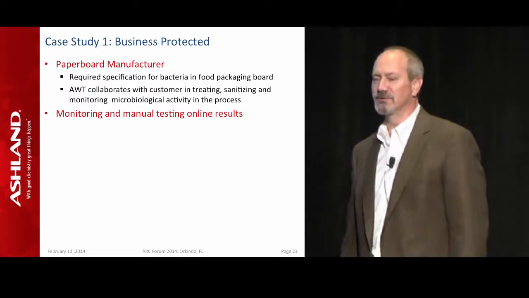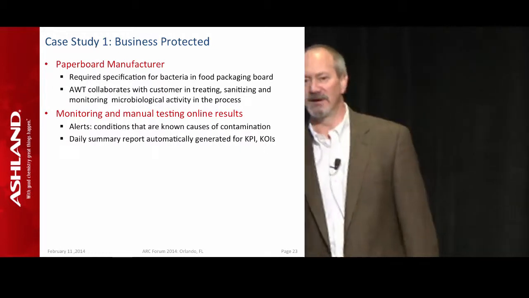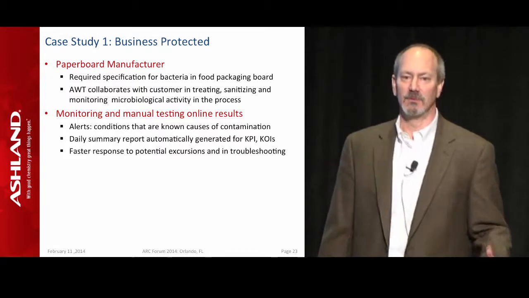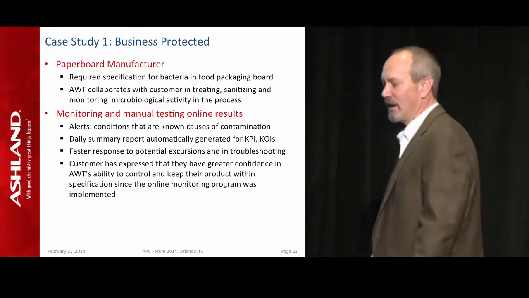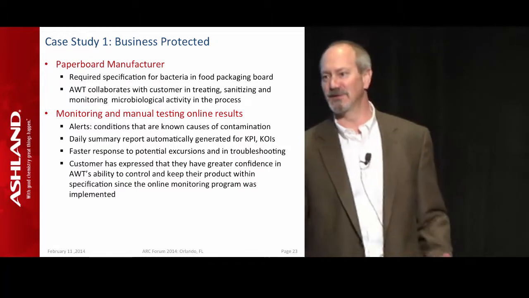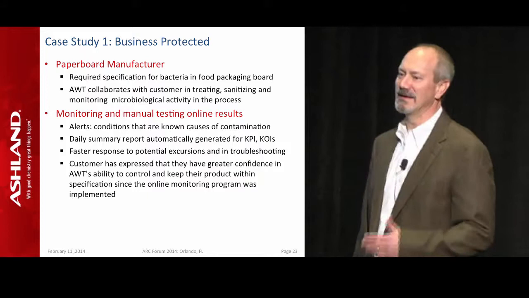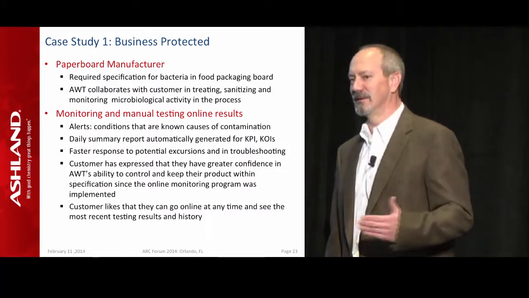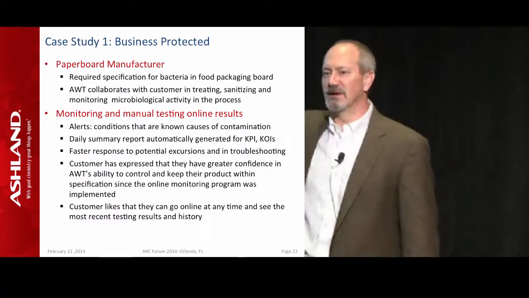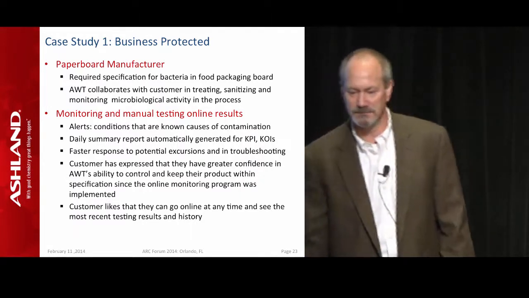We had daily summary reports generated on the KPIs and sent out to the production staff every morning. We had faster response to any potential excursions and better opportunities for troubleshooting when we did run into some excursions. The customer expressed that they had greater confidence in our ability to control and keep their product within specifications since we went to the online system, which is great news for us, as well as the fact that they can go on any time and look at how we're performing and what's going on with the monitoring we're doing in their system. And the bottom line is we recently had to re-up their contract. We did that without going into a bid situation, which is fairly unusual in the paper industry.